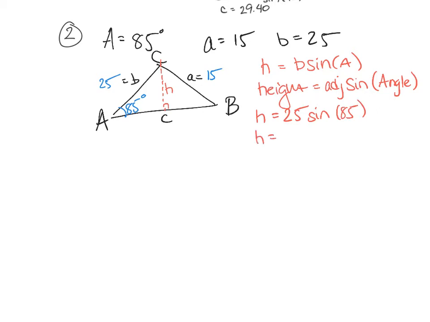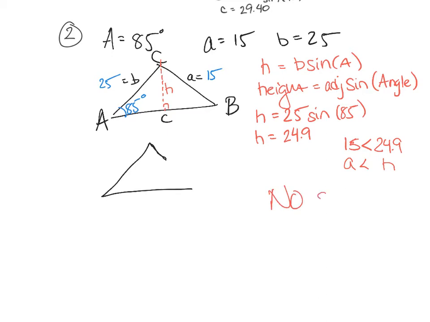Now, when I plug that into the calculator, I get 24.9. So let's check this out. I'm going to compare, 15 is less than 24.9, or another way of saying that is that my opposite side of A is less than my height. Uh-oh, that's not good, because that means what we really have here is something that looks like this, where it doesn't even connect to the other side. So this is going to be an example of a no solution.